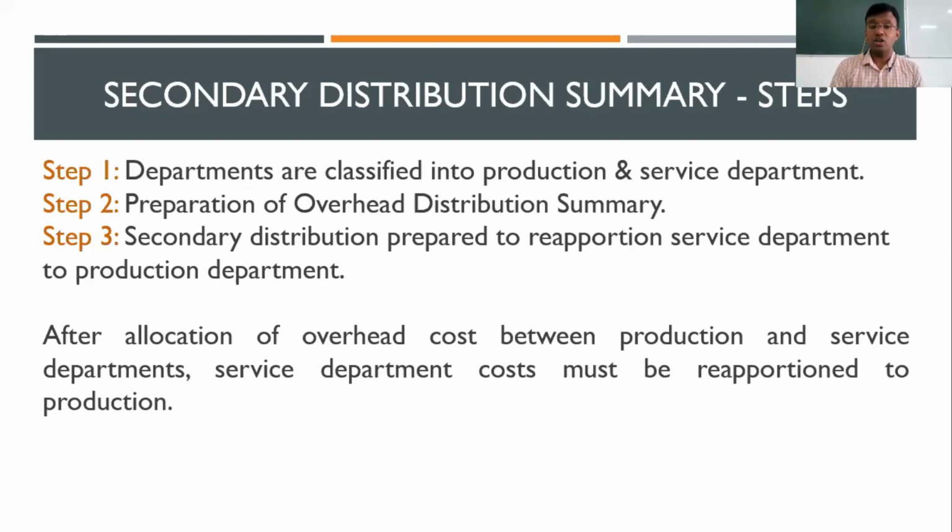So I hope this is clear to all of you. Secondary distribution summary, the steps, there are 3 important steps. Step 1, classification of departments into production and then service. Step 2, you're preparing the primary overhead distribution summary. Step 3, you're preparing the secondary distribution summary so that you can reapportion the costs. So these are the 3 steps that are carried out.